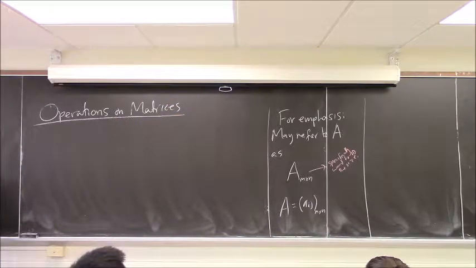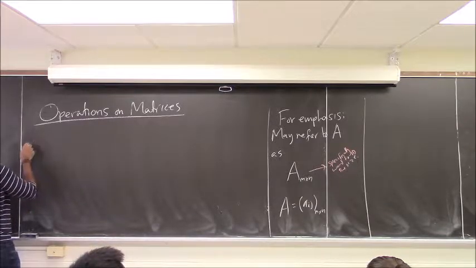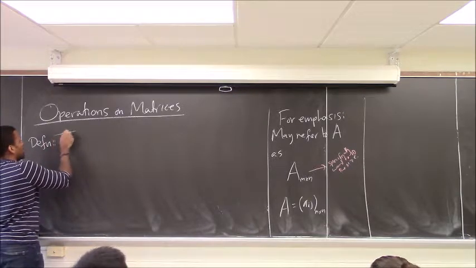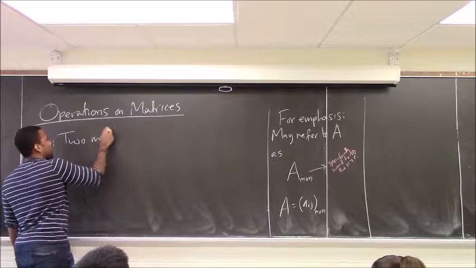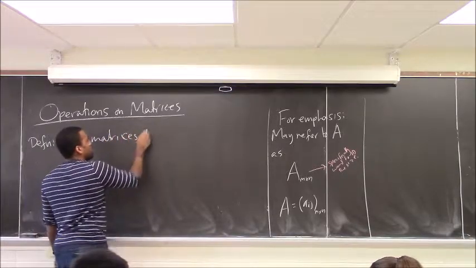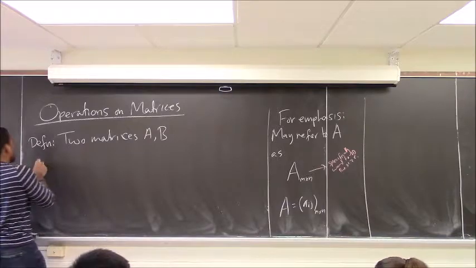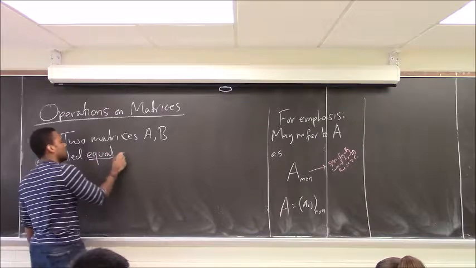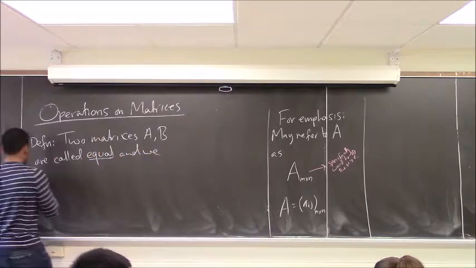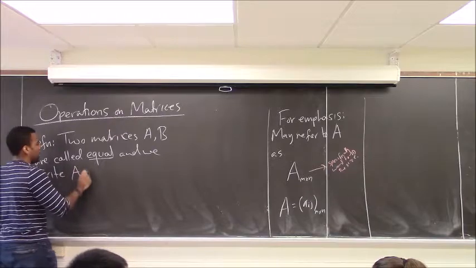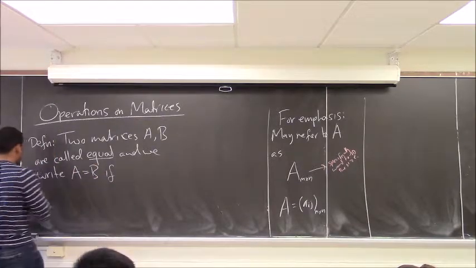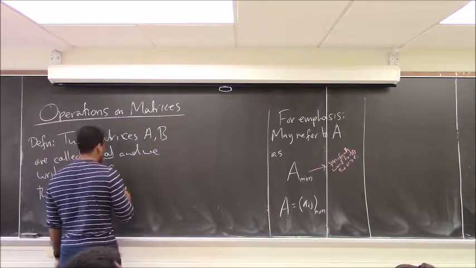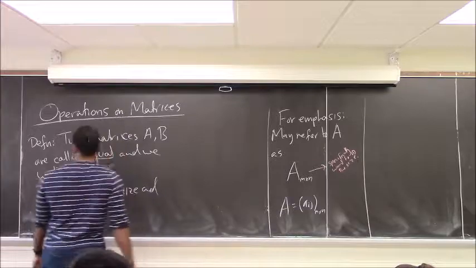Probably the first thing I want to talk about is equality. Two matrices A and B are called equal, and we write A equals B if they are the same size and corresponding entries are equal.